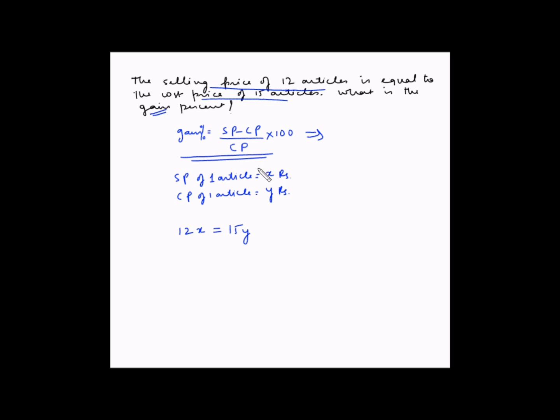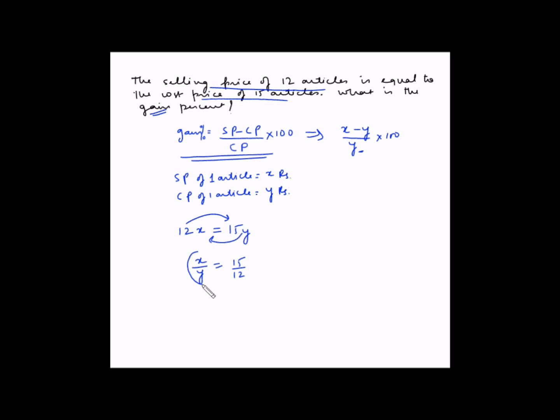So let's express this formula in terms of X and Y. So selling price is X, cost price is Y, and cost price is Y multiplied by 100. So let's bring Y on this side because here it is in the denominator. So X divided by Y is equal to, and we'll bring this on the other side, so 15 divided by 12.